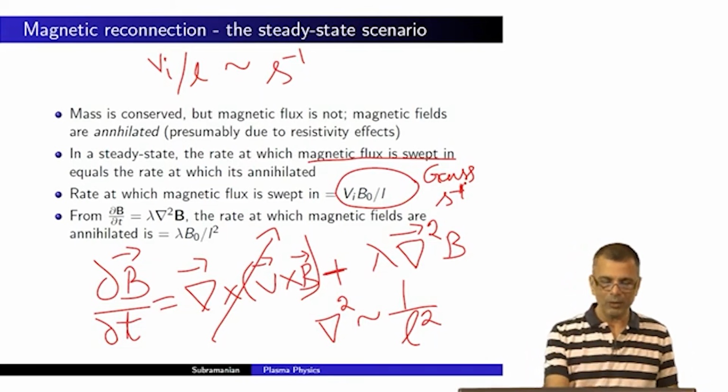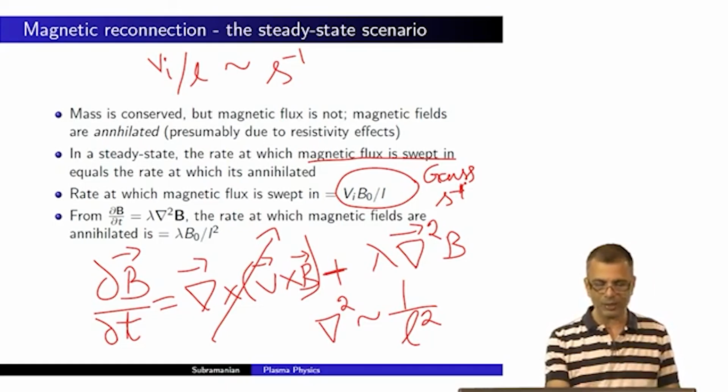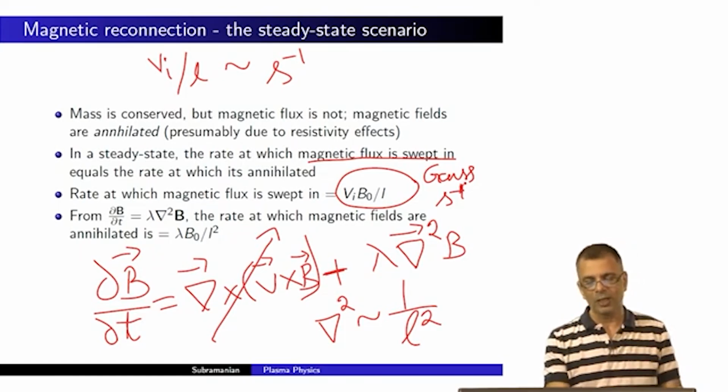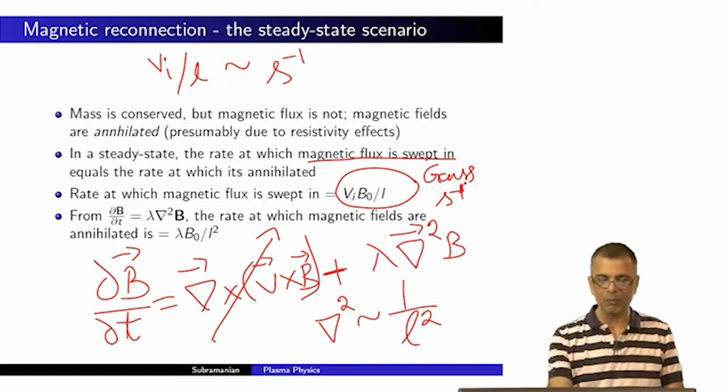That is why we write the magnetic fields are annihilated as lambda, we keep it as it is, times B naught over L squared. The L squared comes from the del square B, and if you look at the dimensions of lambda, and the dimensions of L, this works out to be B naught per second, and it has to.